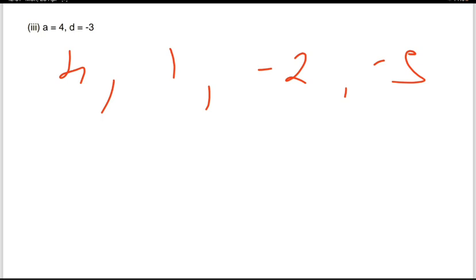So let's go with the next question. There are two more subdivisions. You can just try it as homework. That's an easy one. So let's go with the third one.